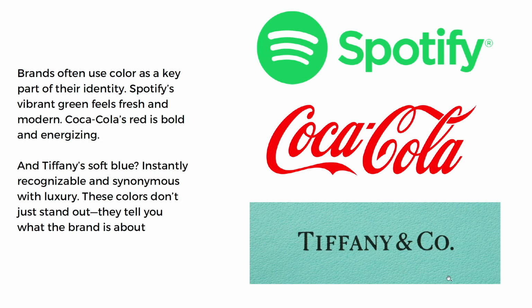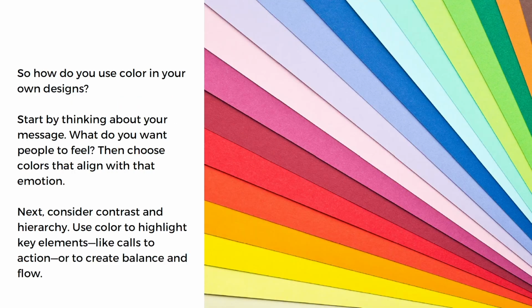Whenever you do brand identity, if this is something you get into, one of the first things you'll be working on is developing a color structure system for your brand and its identity. So how are you going to use color in your own designs? You just think about what is the message that you're trying to convey. What do you want them to feel? To choose the colors that are going to align with that emotion.